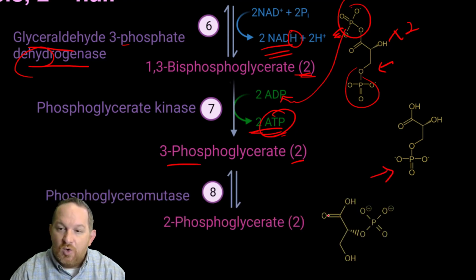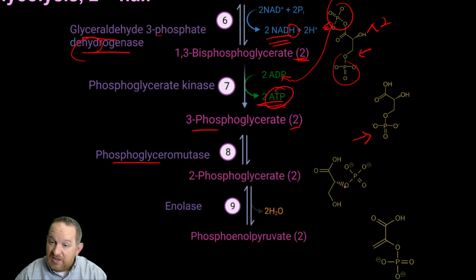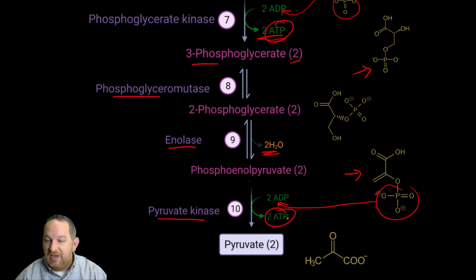So we're going to do a little rearrangement of this molecule by this enzyme, phosphoglyceromutase, to make 2-phosphoglycerate. Then this molecule loses some water through the enzyme enolase, and we're finally ready for our last step. This has been converted to phosphoenolpyruvate. Notice it's still got that phosphate group. Then we finally have pyruvate kinase, which takes the phosphate group and adds it to ADP to make ATP. And we're left with the famous pyruvate.